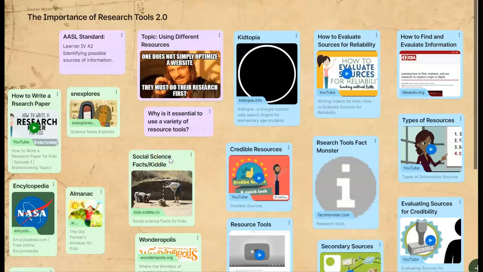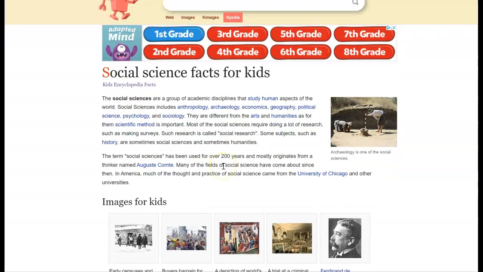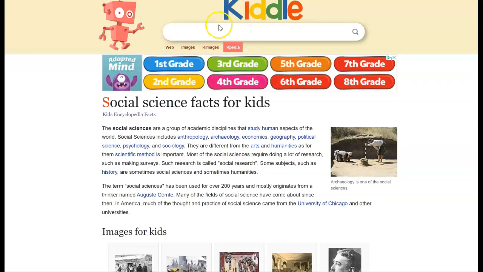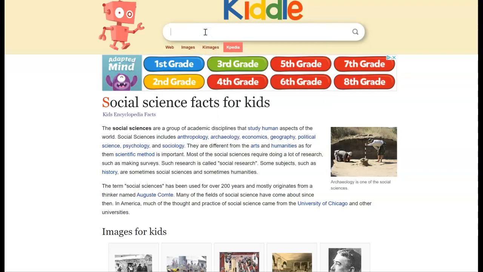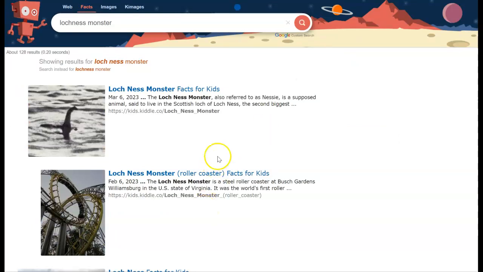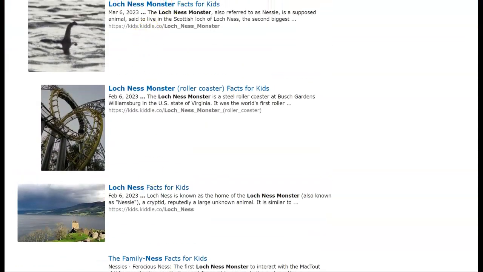Social science, Fact Kitty or Kittle. You could use this for research. You could type in your search bar what you want to learn about, say, the Loch Ness Monster. You could type that in and it'll give you some articles. This is a good website to do research on, and it'll give you more than one article.